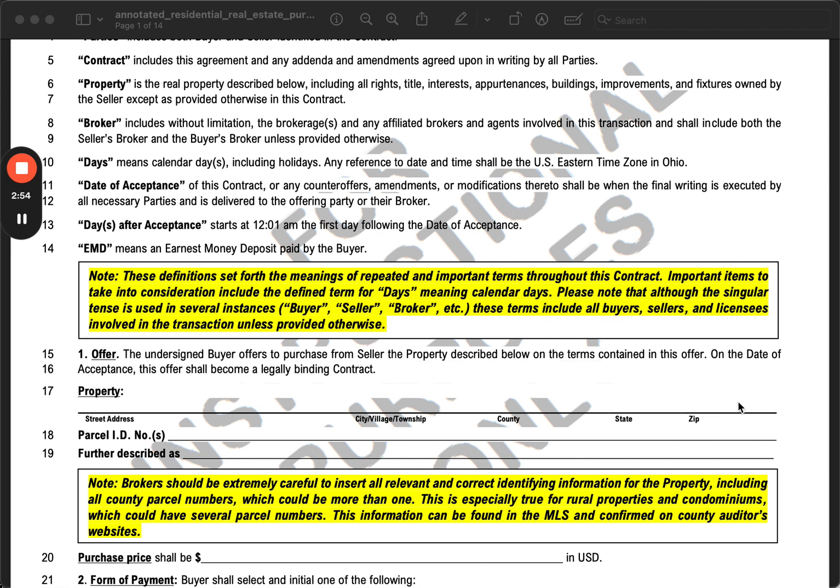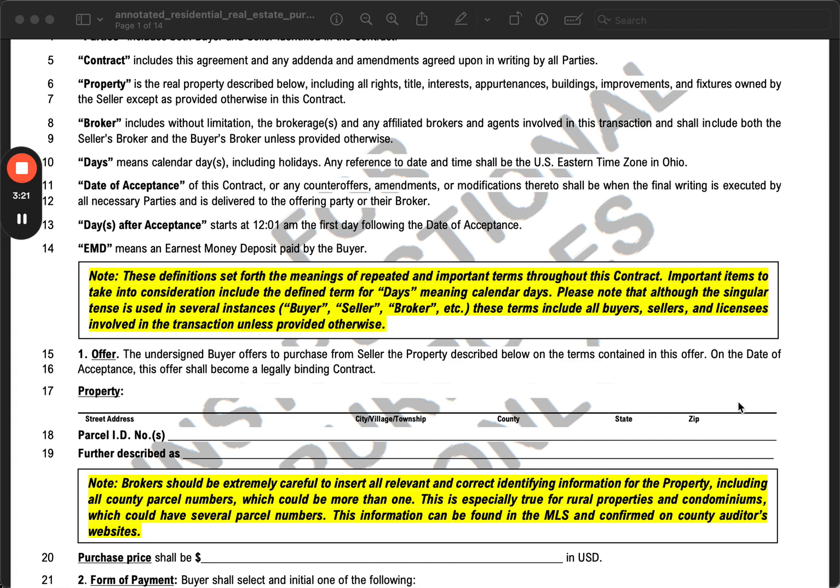Important items to take into consideration include the defined term for days, meaning calendar days. Please note that although the singular tense is used in several instances, buyer, seller, broker, etc., these terms include all buyers, sellers, and licensees involved in the transaction unless provided otherwise. That concludes the definition section.